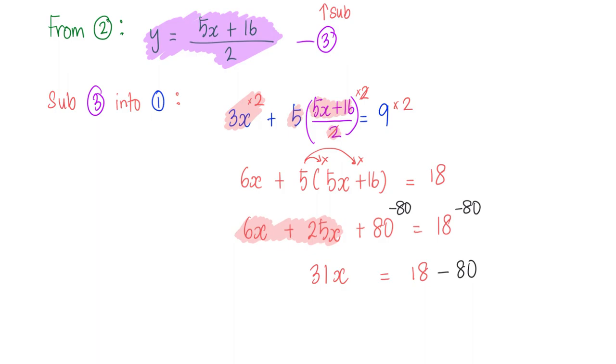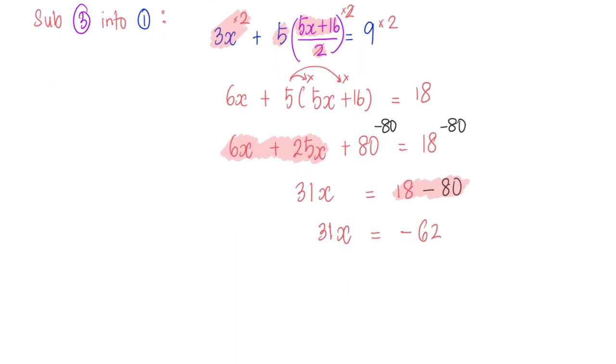And therefore, I will have my 31x equal to, this one will give me a value of negative 62. And finally, x will be equal to negative 62 divided by 31. x will be equal to negative 2.